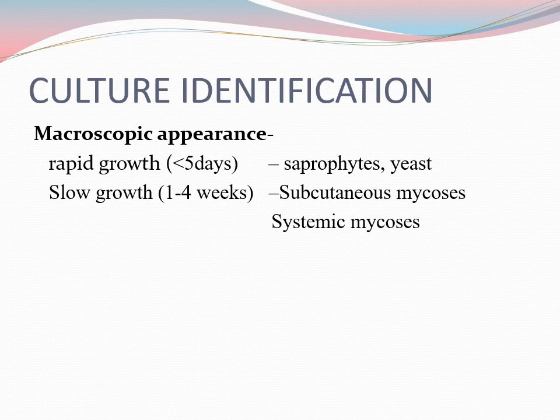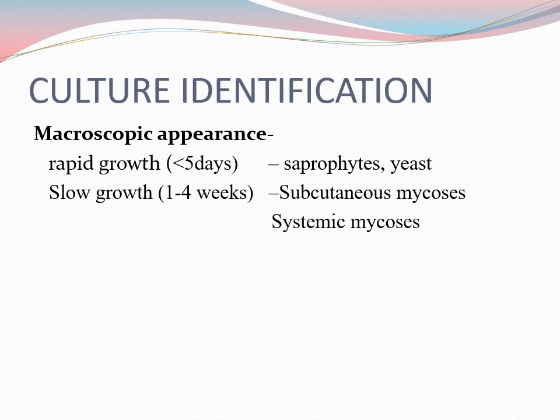First of all, whether the growth is rapid or slow. If it is growing within 5 days, then it is a rapid growth, and they are usually saprophytes, that is, saprotrophic fungi. And then there could be yeast. When we are visualizing yeast, they usually form creamy colonies. You can easily notice that this could be yeast.